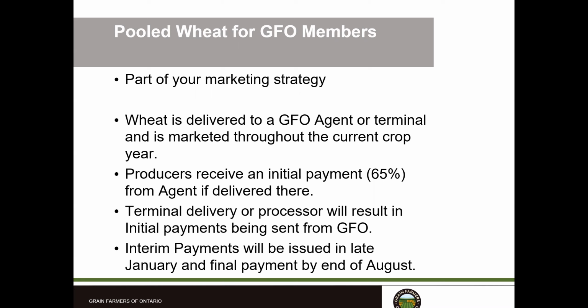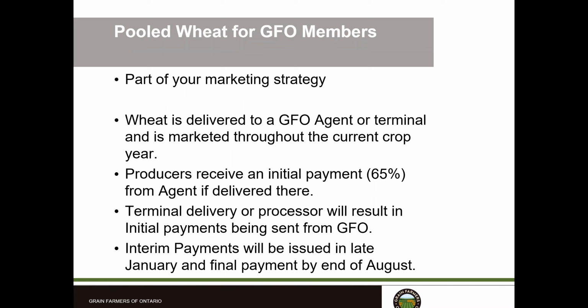So looking at the pool, the wheat is delivered to a GFO agent or terminal, and it's marketed throughout the crop year. As a producer, you'll receive an initial payment of approximately 65%. And of course, that depends on what the initial payout is, but generally it's about 65%. So you're getting the bulk of your money up front, and then that would allow you to be able to rest on the other 35%. And hopefully the bottom line is that you would do at least the average or possibly make a bit more, especially if the market behaves and moves the way that we anticipated it would.